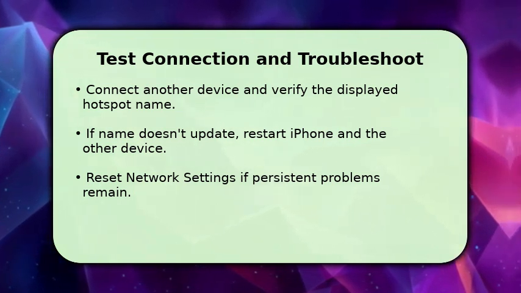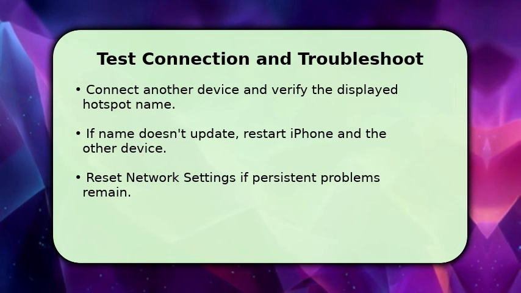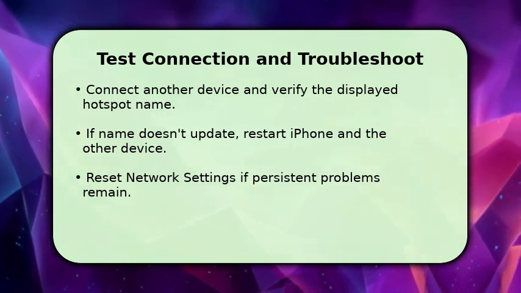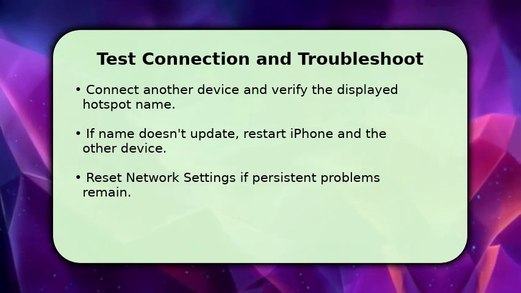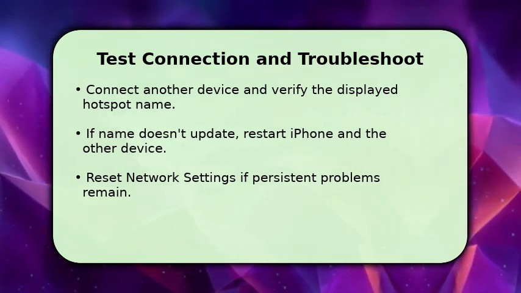If it doesn't show, turn Personal Hotspot off, restart your iPhone, then enable it again. Simple restarts often force the update. Make sure the other device's Wi-Fi is refreshed.